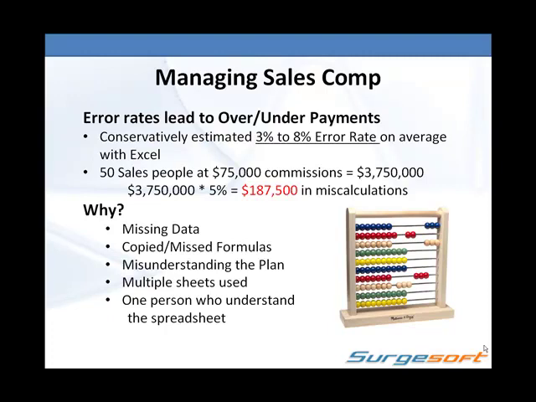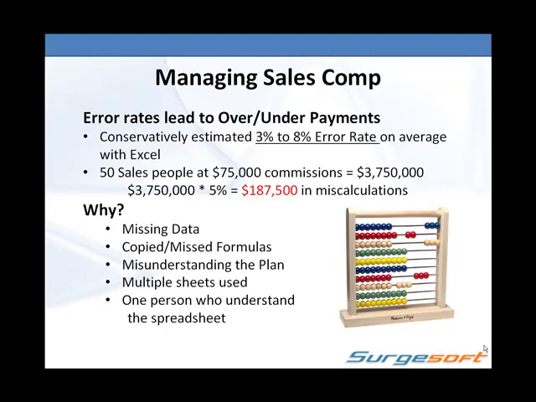So I ask you, when is the last time a rep came to you and told you that they've been overpaid? Probably not too often. Underpaid is another issue. If we're looking at a group of 50 sales reps and they're making $75,000 in commission, on an annualized basis, that comes out to $3.75 million in commission dollars. If you have an error rate of a conservative 5%, that's almost $200,000 in miscalculations right there.